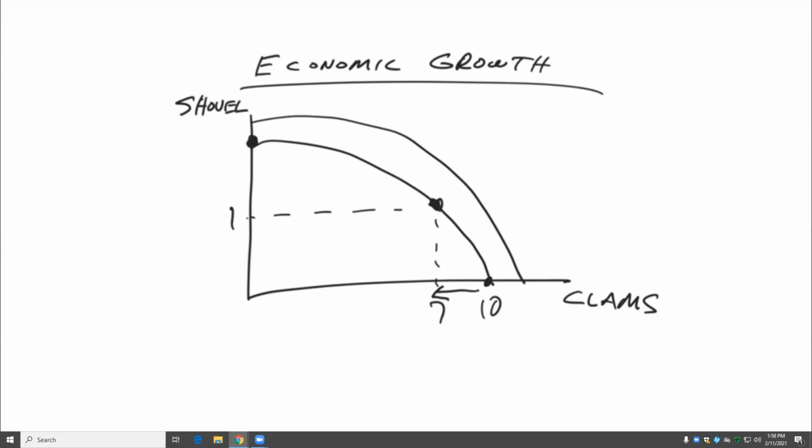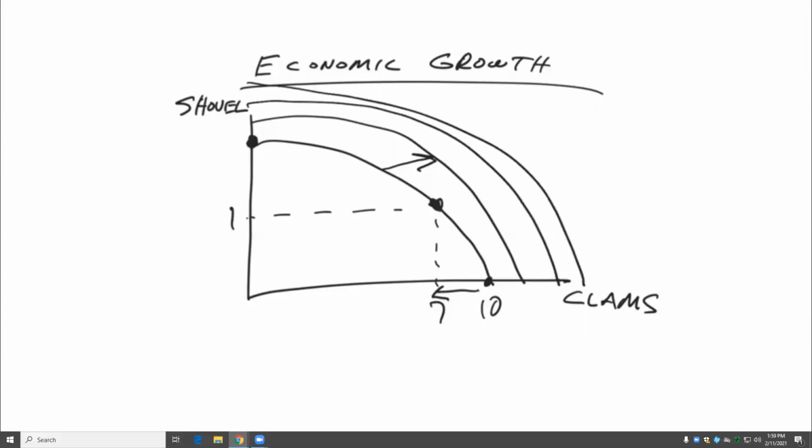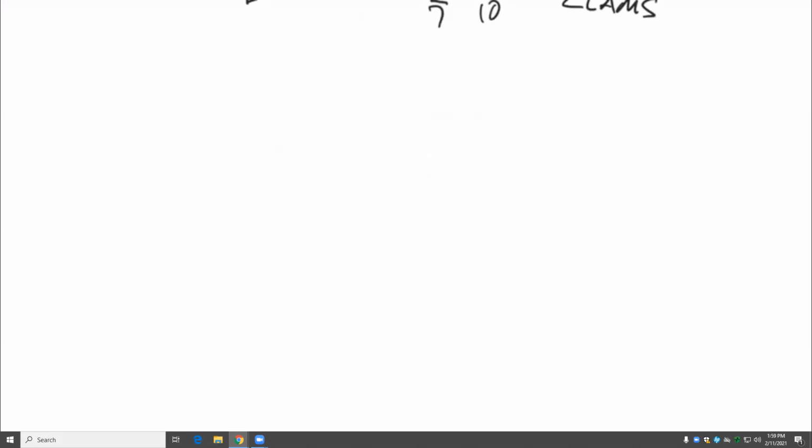So there you are. This movement, this shift out of the production possibilities curve is called economic growth. And over time, as we gain more knowledge and skills, more technology, more human capital, this thing just keeps on shifting out and out and out over time. And like I said, this is exactly what you are doing.